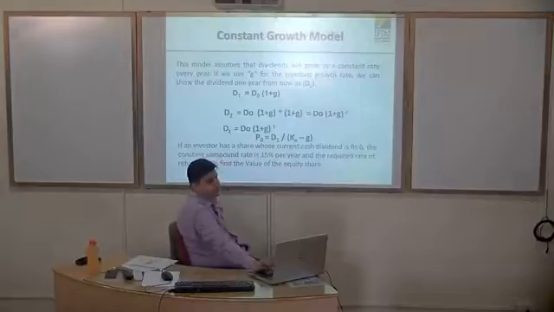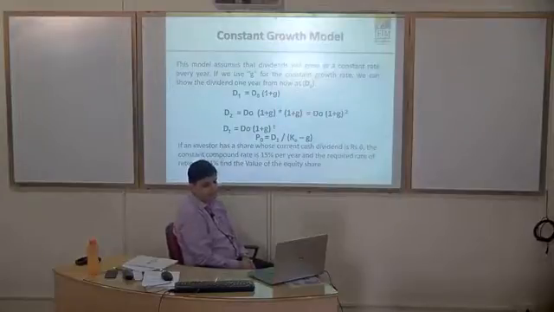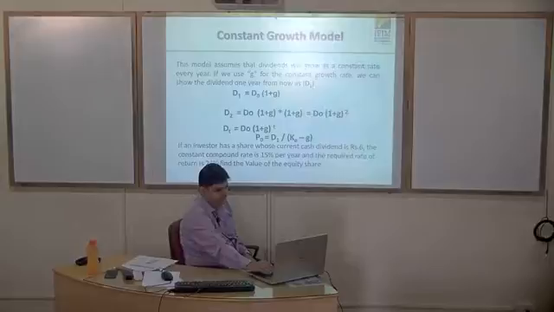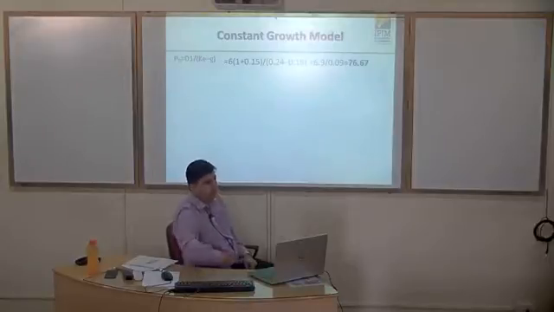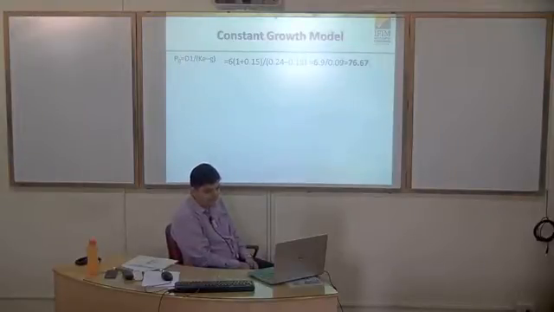Okay. So if an investor has a share whose current cash dividend is rupees 6, the constant compound growth rate is 15% per year and the required rate of return is 24%, find the value of the equity share. So if I do the math, looking at the formula, that becomes 76 rupees 67 paise. 6.9 divided by 0.09.